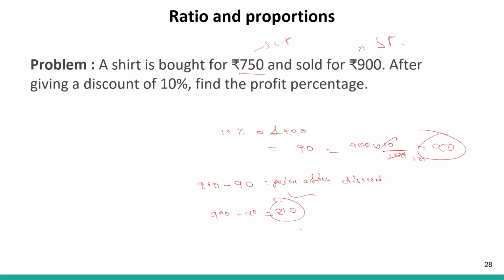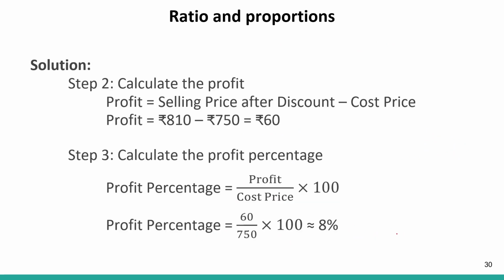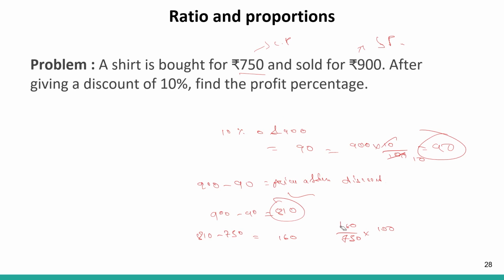So the difference between 750 and 810 is what? 160, because 810 minus 750 is equal to 160. So how much is 160 of 750? So 160 by 750 into 100. Sorry, this is not 160, this is 60.